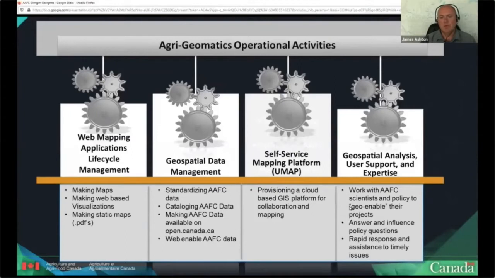We have a self-service mapping platform, which is ArcGIS Online. We've coined our ArcGIS Online subscription as UMAP. And this has been a huge area of growth for us to provision a cloud-based GIS platform for collaboration and mapping. As well, we have a very extensive geoanalytics and user support group that works with people all across the organizations to geo-enable their projects, answer and influence policy and programs questions, and have rapid and timely responses to emerging issues. As well, this group performs the training for our enterprise.